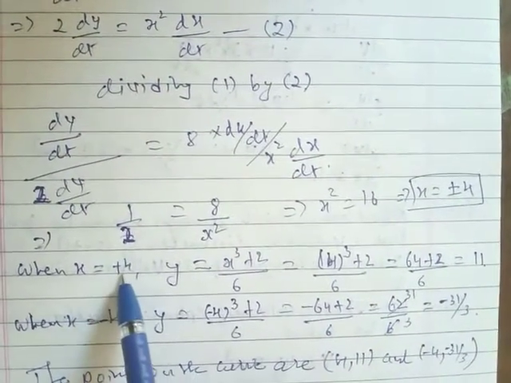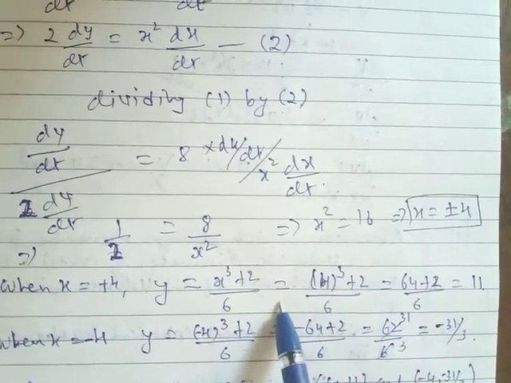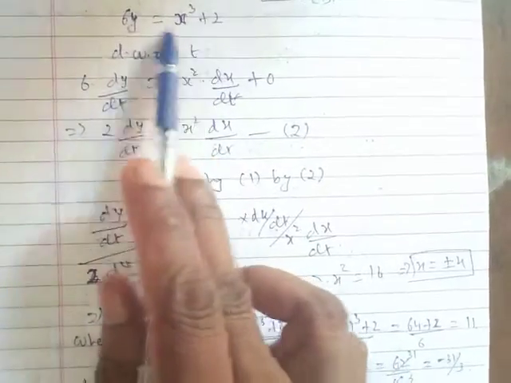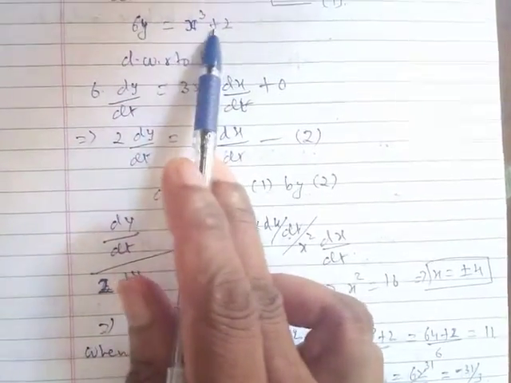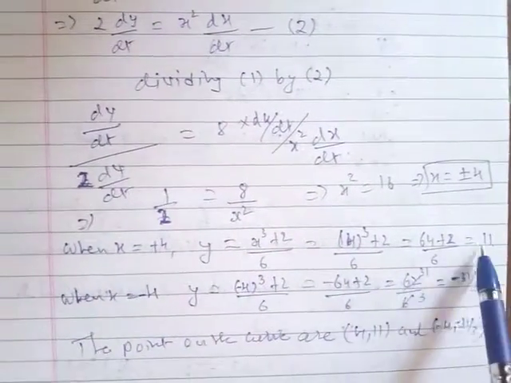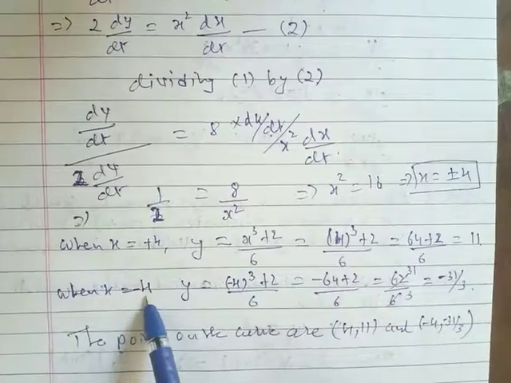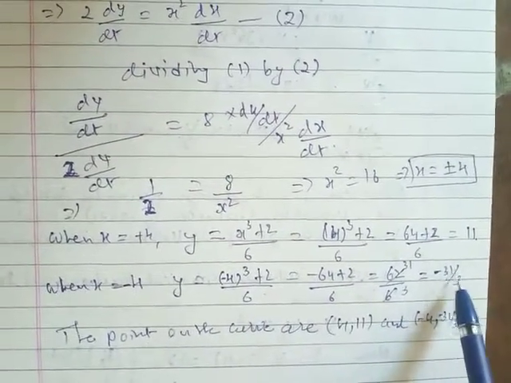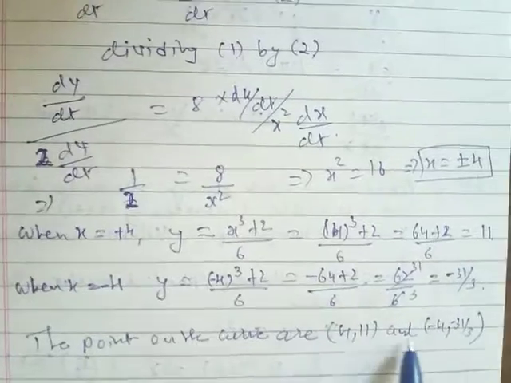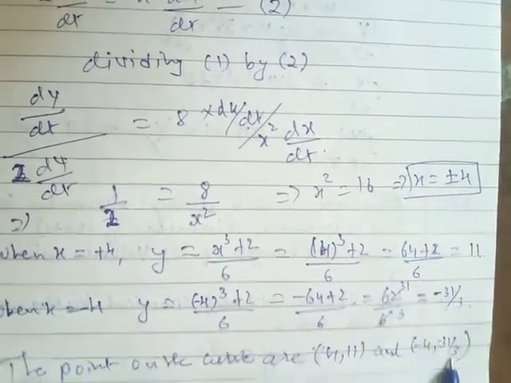So when x is equal to plus 4, what will be the value of y? You have to find out. Here you have to substitute. Y is equal to x cube plus 2 divided by 6. For x is equal to 4, you will get 11, and for x is equal to minus 4, you will get minus 31 by 3. So the points on the curve are (4, 11) and (minus 4, minus 31 by 3).